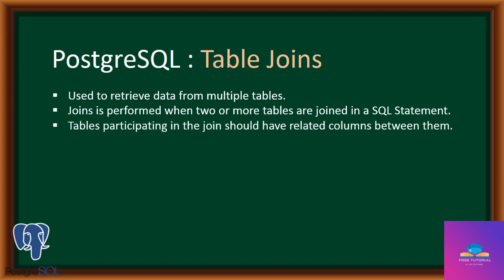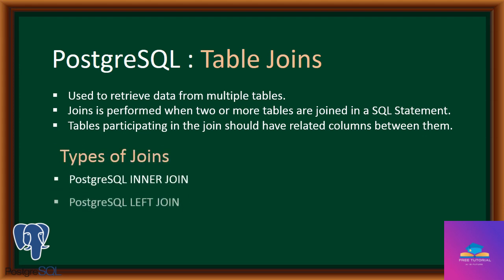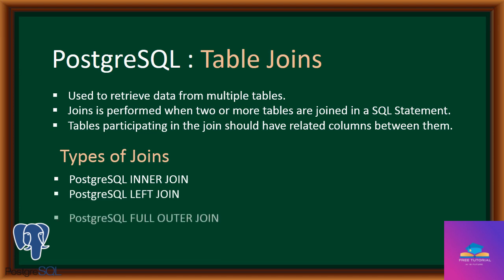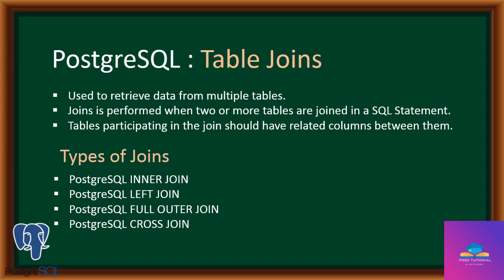There are several types of joins you can perform in Postgres. You can perform inner join, left join, full outer join, a cross join, and a natural join. We will be covering each of these types of joins in this section.